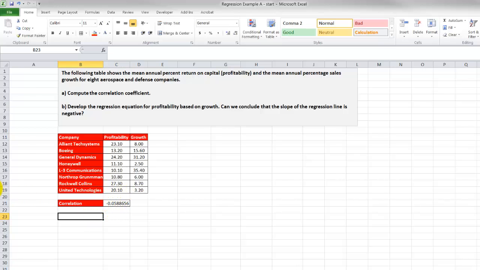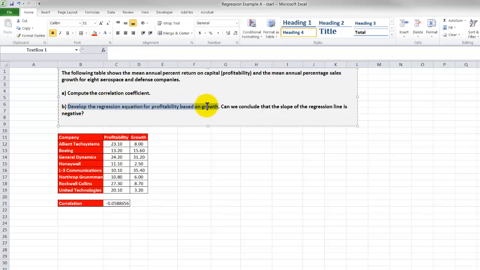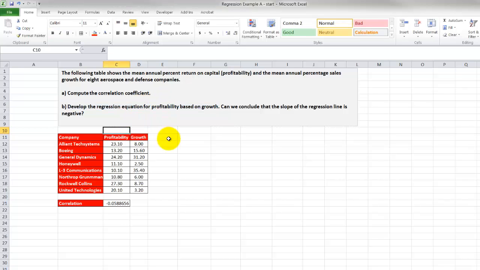One of the first things we'll have to do is identify if profitability is an X value or the Y value. Now in our problem, we have stated here, develop a regression equation for profitability. So we know that that attribute is going to be our Y, our dependent attribute, and therefore growth will be our X. So if you want to provide some format over there, go ahead.